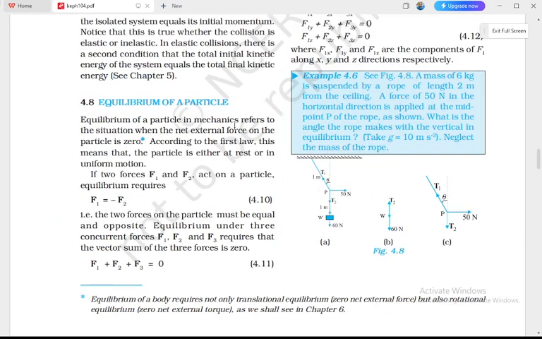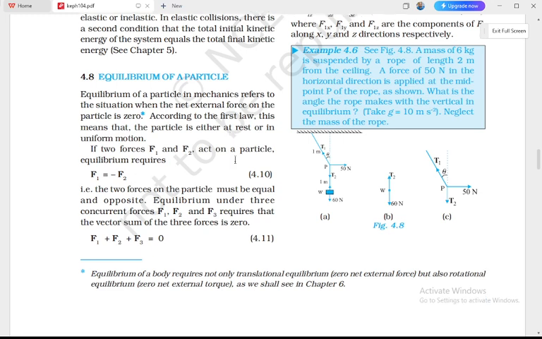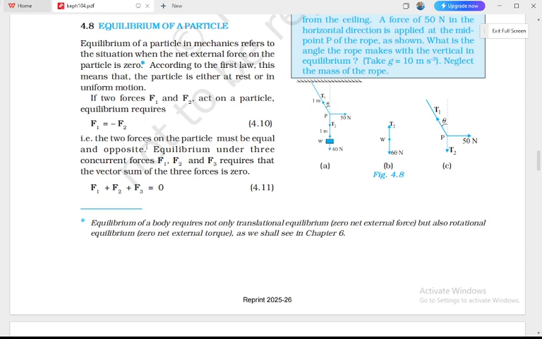Equilibrium of a particle in mechanics refers to the situation when the net external force on the particle is zero. According to the first law, this means that the particle is either at rest or in uniform motion. If two forces F1 and F2 act on a particle, equilibrium requires F1 equal to minus F2, and the two forces on the particle must be equal and opposite.